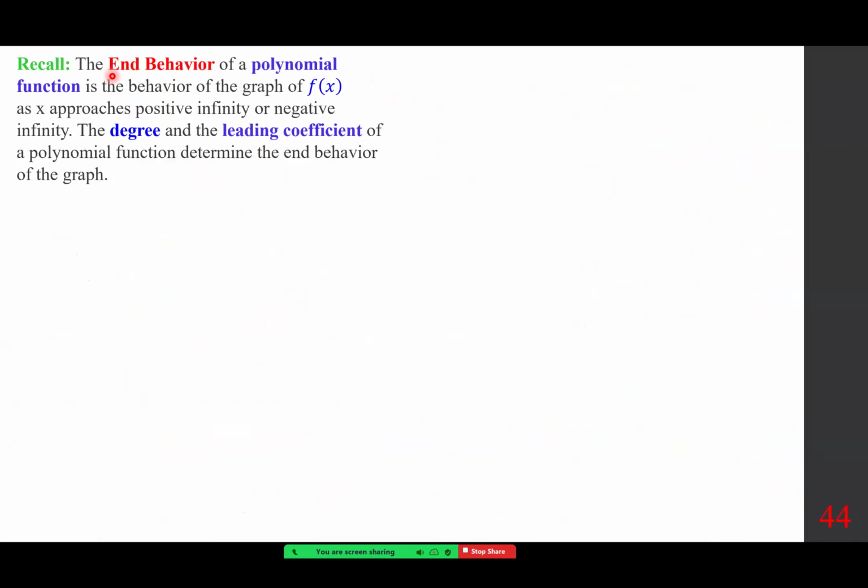We want to graph functions. We need to remember what we did in previous courses, algebra courses, pre-calculus. One was the end behavior. Recall, the end behavior of a polynomial function is the behavior of the graph of f of x as x approaches positive infinity or negative infinity. The degree and the leading coefficient of a polynomial function determine the end behavior of the graph.